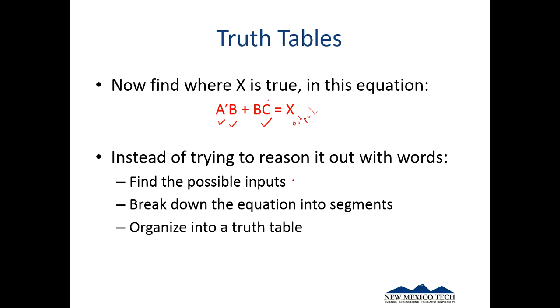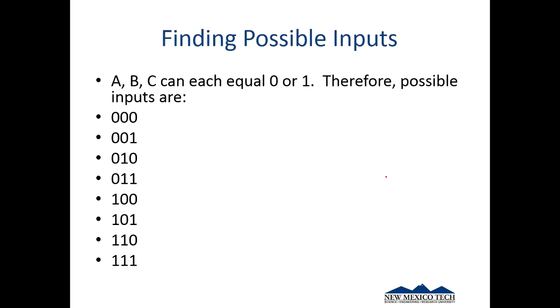So the first thing we've got to do is find our possible inputs. Then we're going to break this whole thing down into sections and look at each piece. And this is all going to be compiled into a truth table. So what do I mean by all this? Well, finding our possible inputs.